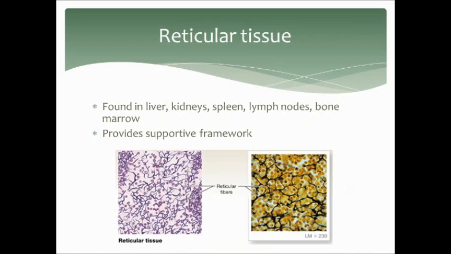Reticular tissue is found in liver, kidneys, spleen, lymph nodes, and bone marrow. It's found in a lot of places that are built for filtration. It also provides a good supportive framework for these organs.